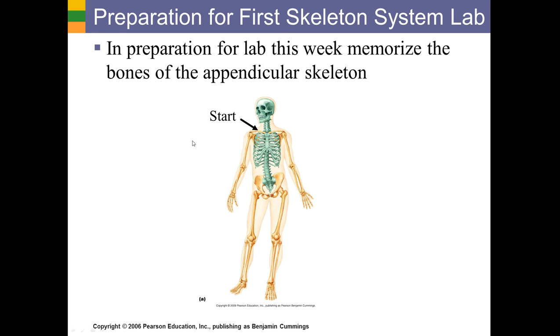So with respect to the upper appendages, you start here with the clavicle and the scapula, then move to the humerus, and then the ulna and radius of the forearm, and then finally the carpals of the wrist, the metacarpals of the palm, and then the phalanges of the fingers. So you would end here.